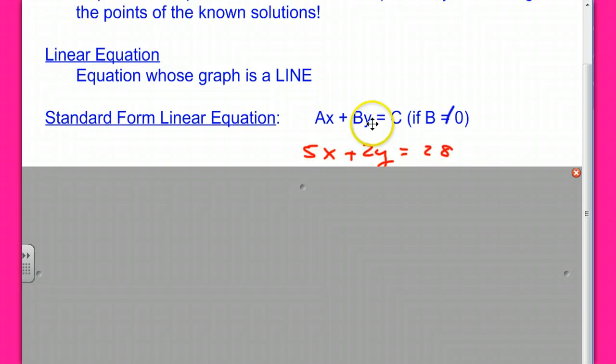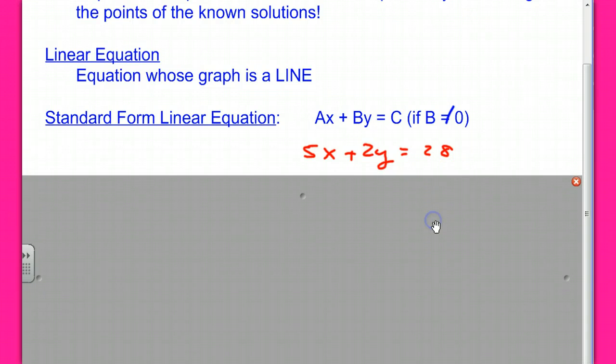So which of these numbers here represents C up here? Everyone? C is 28. There you go. And because we have the exact form that you see above, A is represented by what number? 5. And B is 2. So if we receive an equation that looks just like this model here, then it is in standard form: Ax plus By equals C.